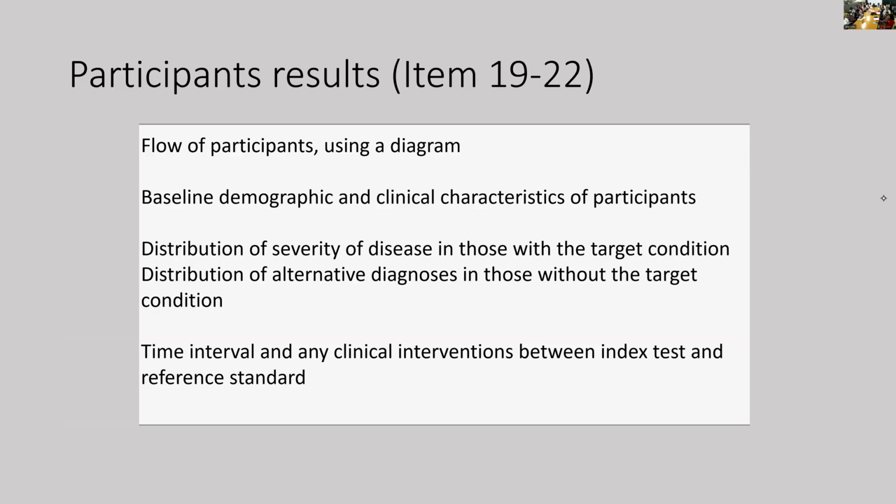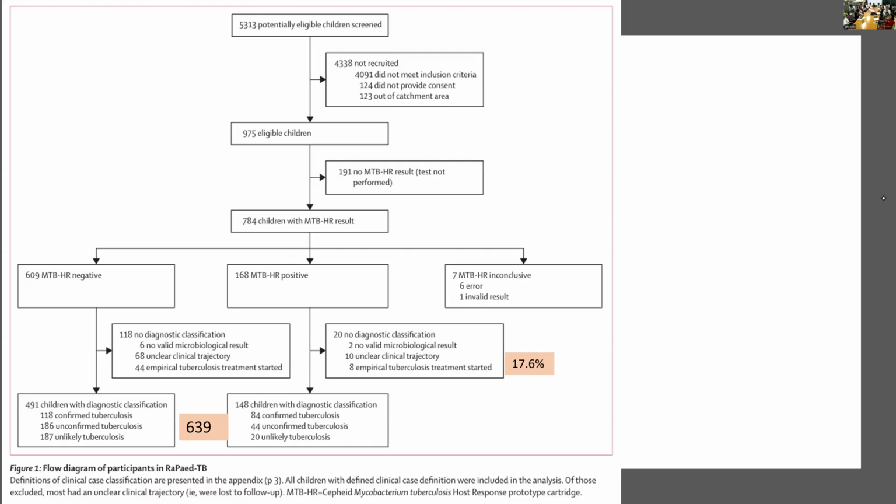So now we move on to the results, that is from items 19 to 25. The first thing is the flow diagram. If you have seen, they took 5,313 potentially eligible children. Out of it, 4,330 were not recruited. Why? 4,091 did not meet the inclusion criteria, 124 did not provide consent, and 123 of them were out of the catchment area. And only 975 were eligible.